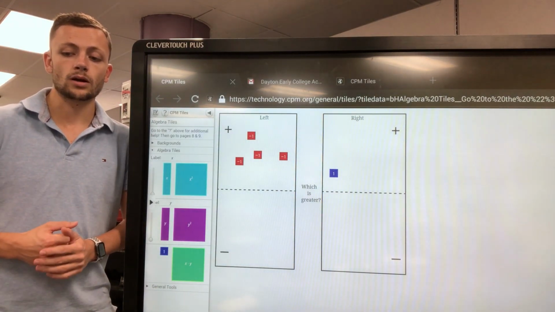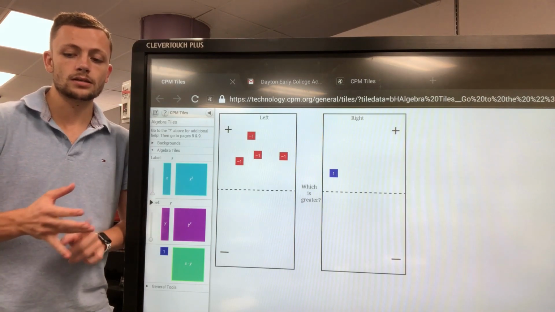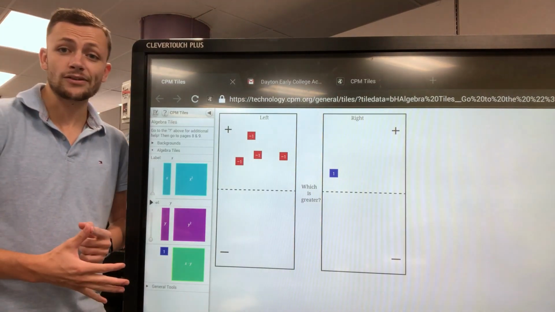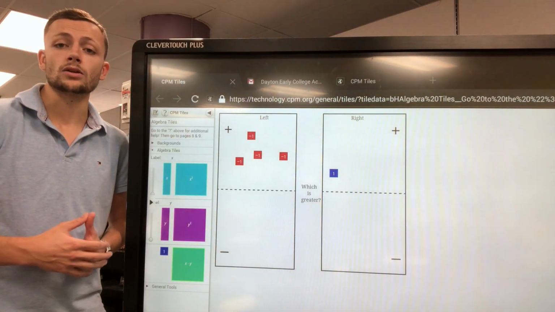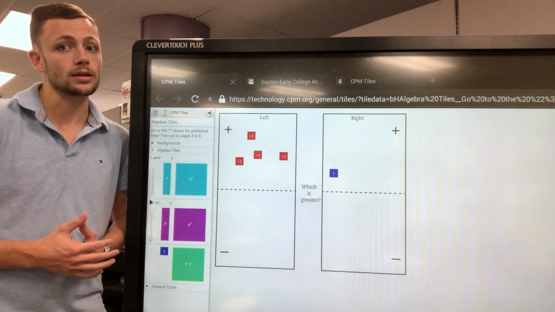Go ahead and work through parts B, C, D, E, and F. Those are the ones that I'm going to be taking a look at and giving you guys credit for completing in the gradebook.